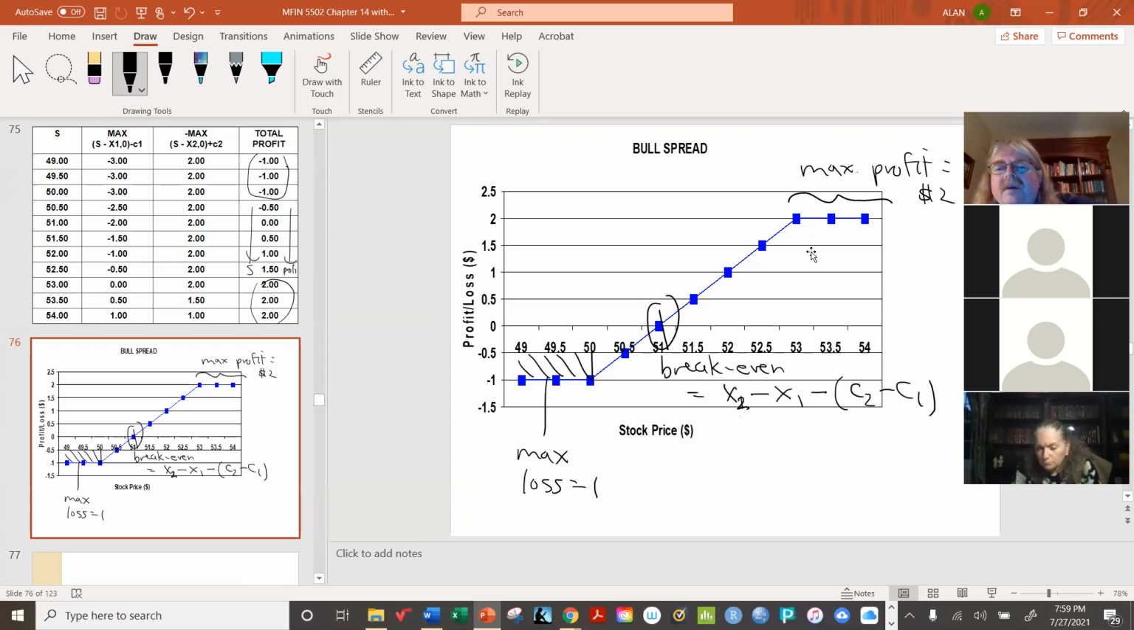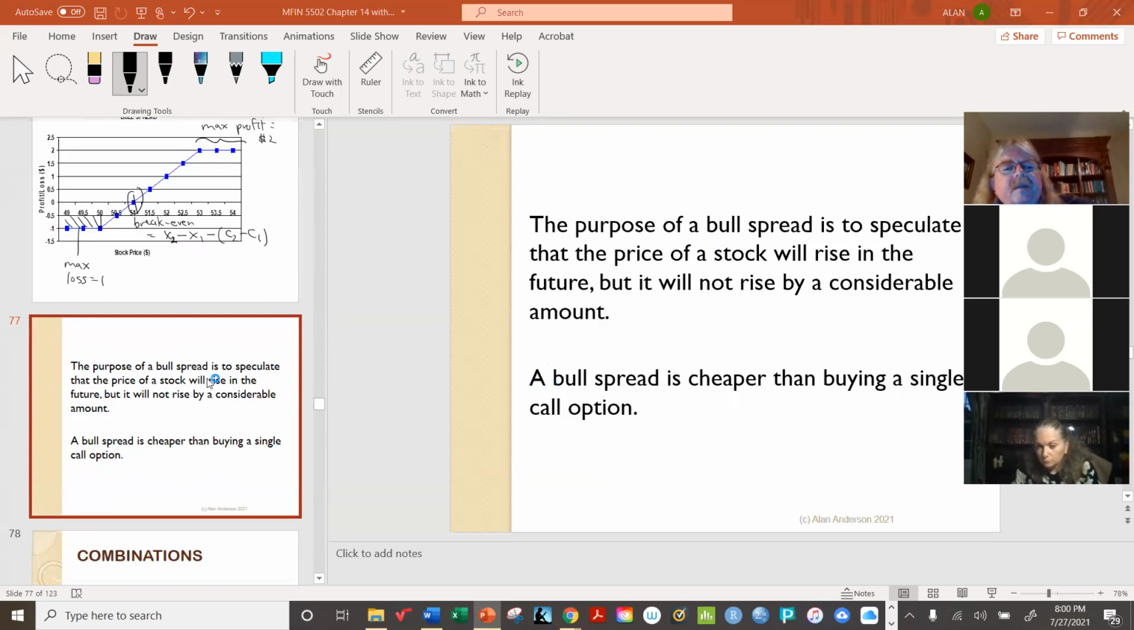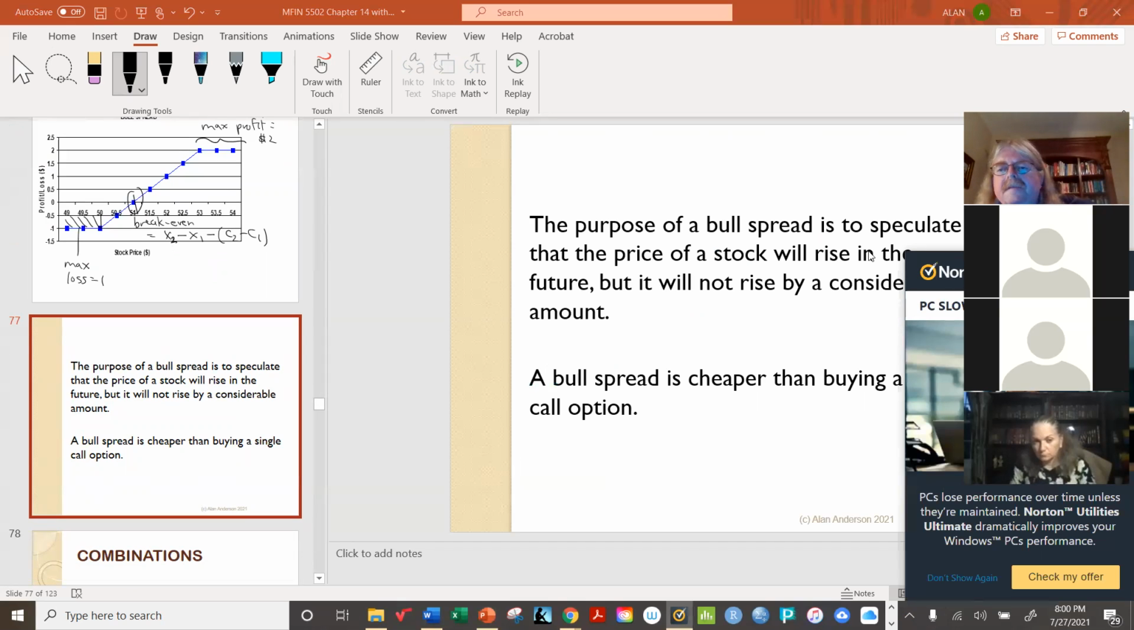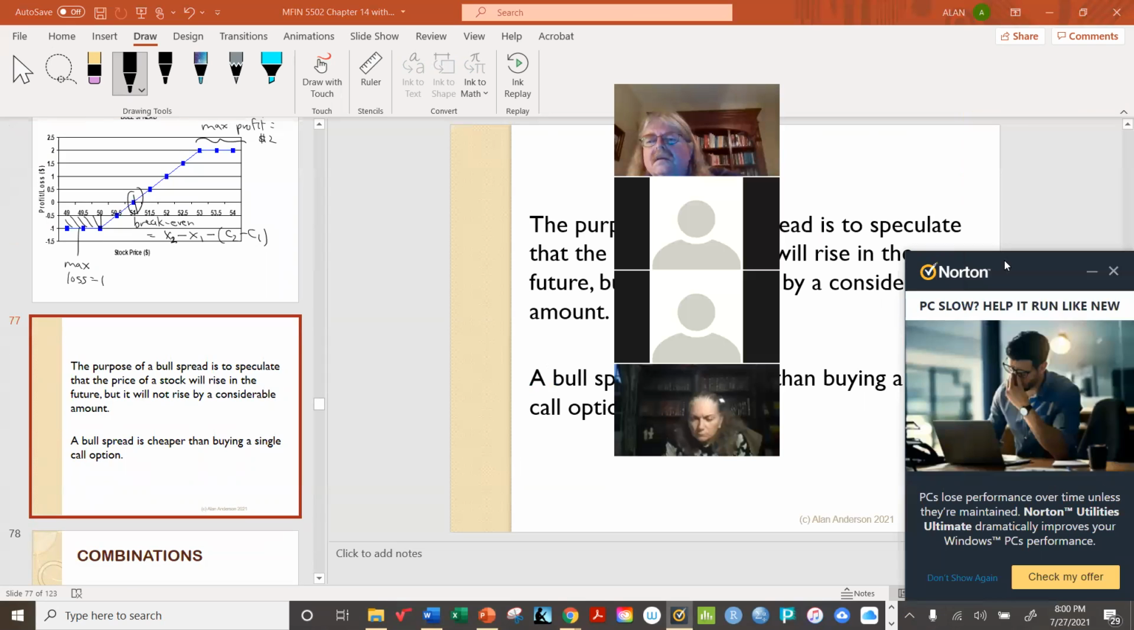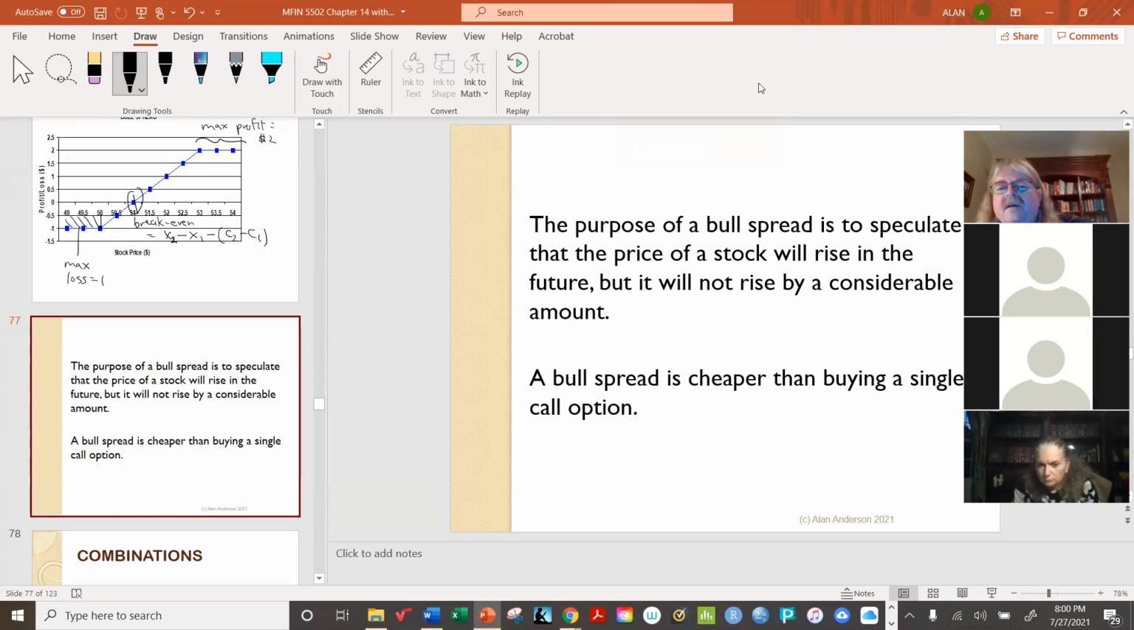And again, it's called a spread because we have two different calls, and the only way they're different is with their strike prices. So the purpose of the bull spread is to speculate that the price of the stock will rise in the future, but not by a considerable amount. Now, if that's what we believe, we can buy a bull spread instead of a single call. It'll be much cheaper, but then there's a maximum profit that we can earn.